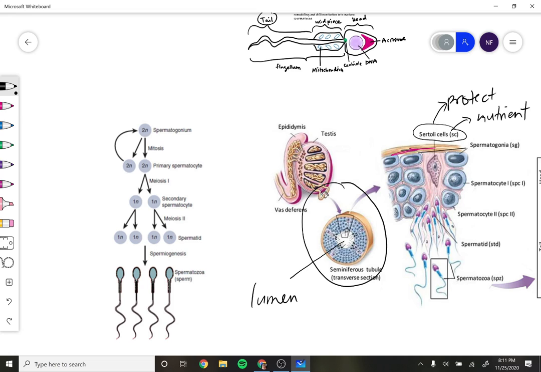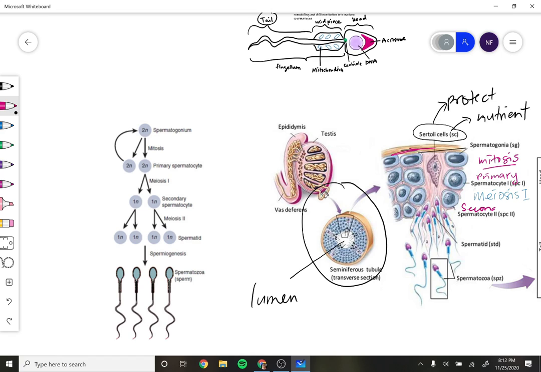When a male reaches puberty, the spermatogonium in the seminiferous tubule will start to divide mitotically to increase their numbers. Some of the spermatogonia will develop into a primary spermatocyte, while the rest of the spermatogonia will remain dividing mitotically. So a spermatogonium differentiates into a primary spermatocyte. Next, the primary spermatocyte will undergo the first meiotic division and produce the secondary spermatocyte.